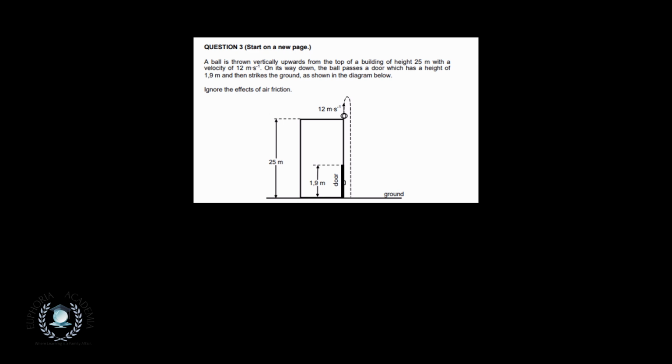We are told that a ball is thrown vertically upwards from the top of a building which has a height of 25 meters with a velocity of 12 meters per second. On its way down, the ball passes a door which has a height of 1.9 meters, and then it strikes the ground as shown in the diagram. And I'm told to ignore the effects of air friction, which tells us that we are dealing with projectile motion.